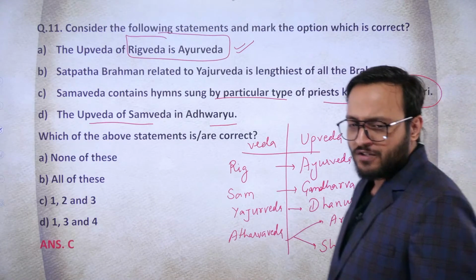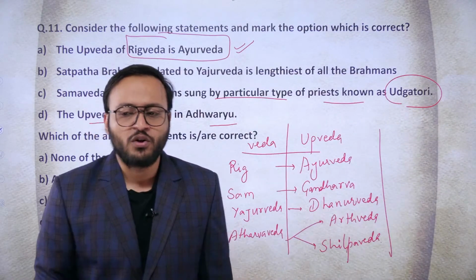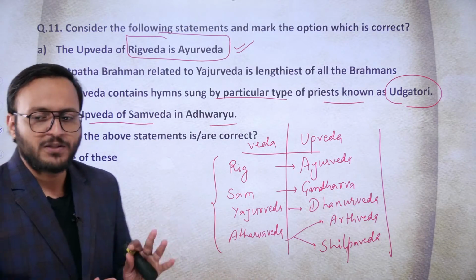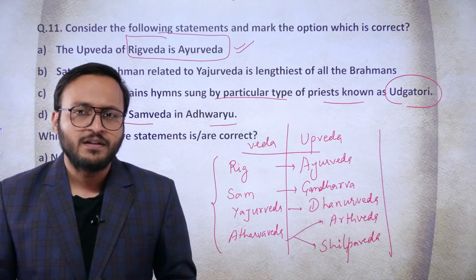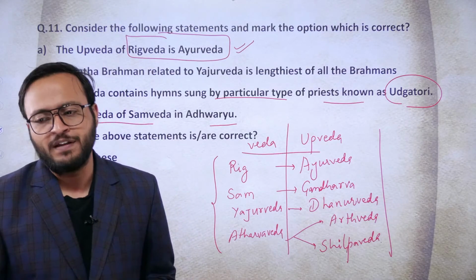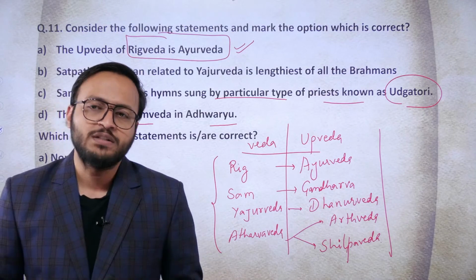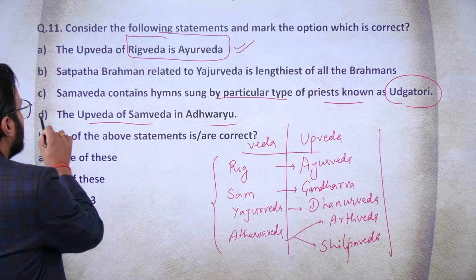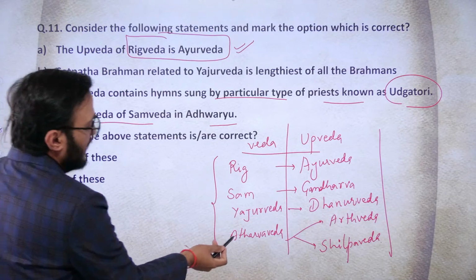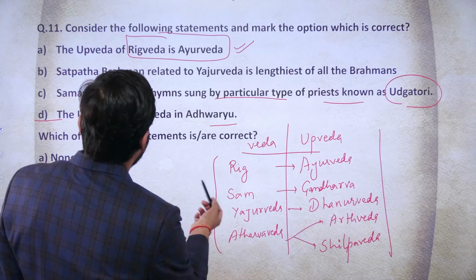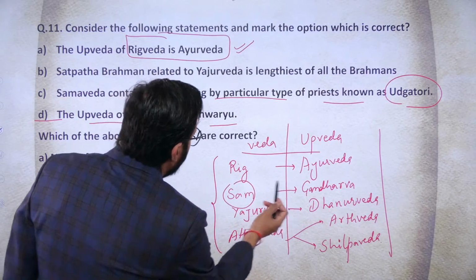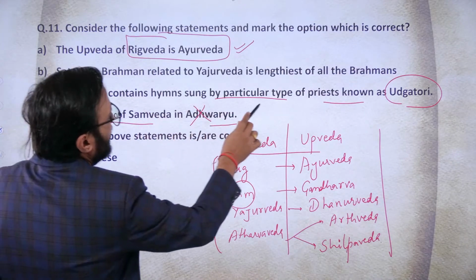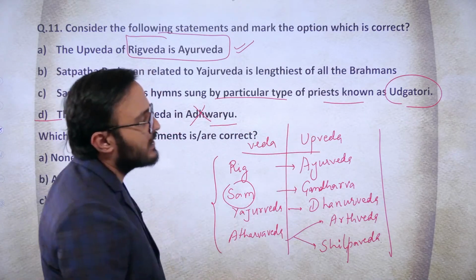So whenever there is a question from the Veda and Upaveda combination, then do not misunderstand anything. This is the absolutely accurate combination of the Veda and Upaveda, which you can directly use in the examination. Okay. Now the question arises that if this statement is correct or not. So you can see here Samaveda has got Gandharva Veda, that means this is not correct. Contains the hymns sung by the particular type of the priest known as the Udgatri, right?